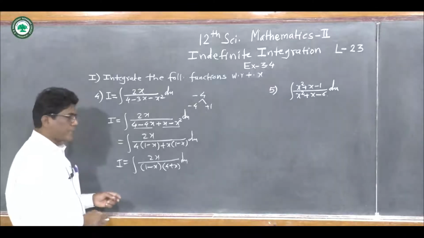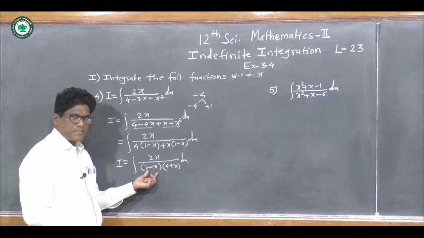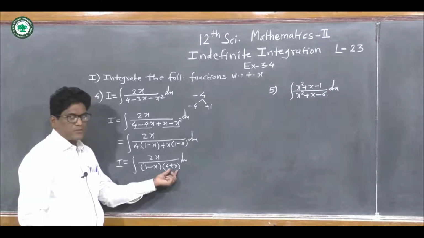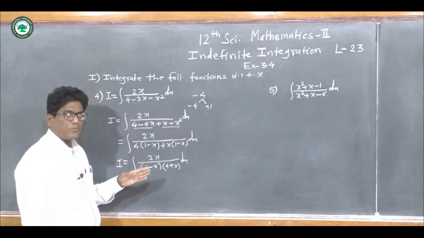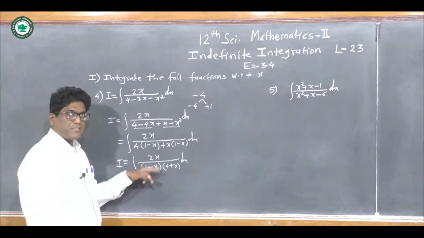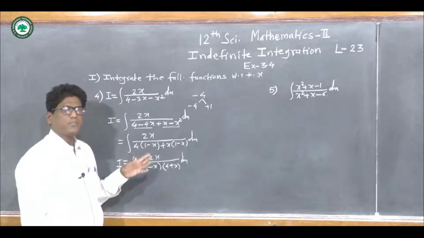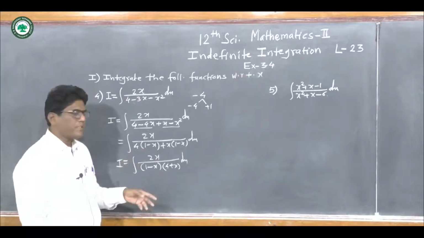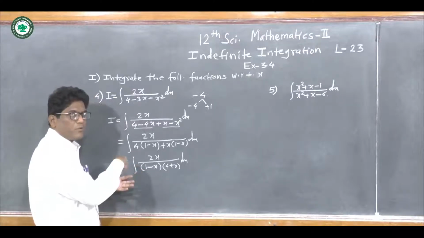And now we write this rational function as a upon the first factor 1 minus x plus b upon 4 plus x. Find out the values of a and b and take the integration of a upon 1 minus x plus integration of b upon 4 plus x, using the formula integration of 1 upon x dx as log x, and solve by yourself. We have solved such type of 3 problems.